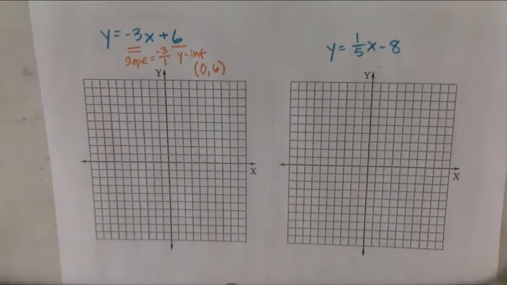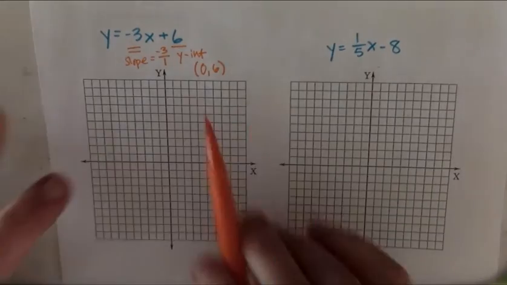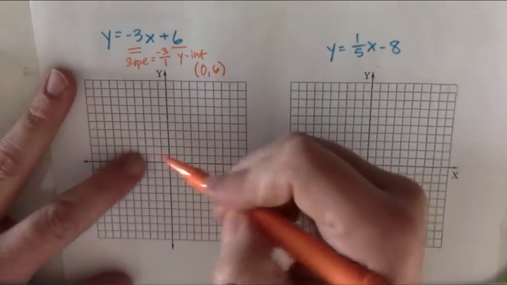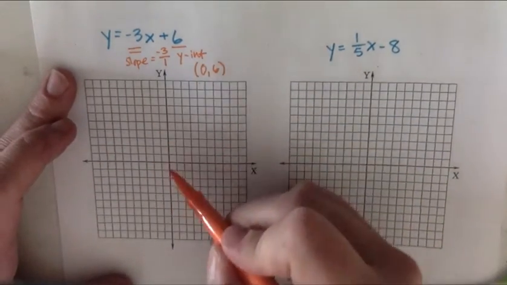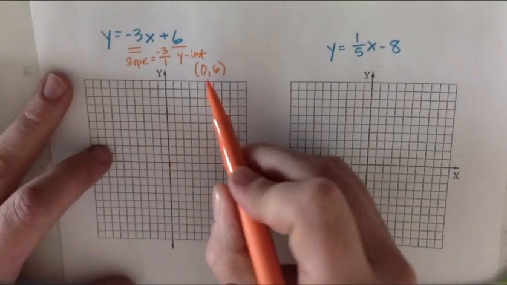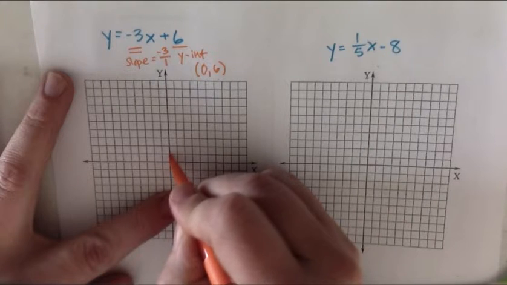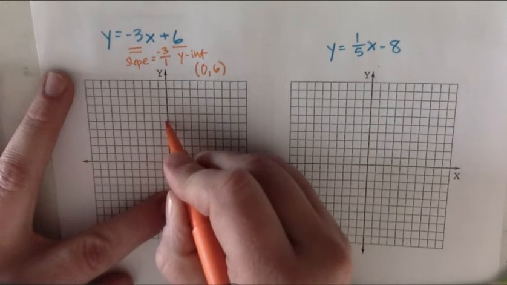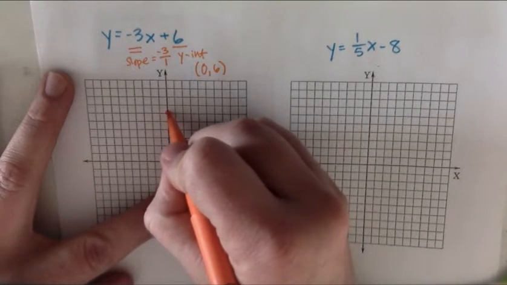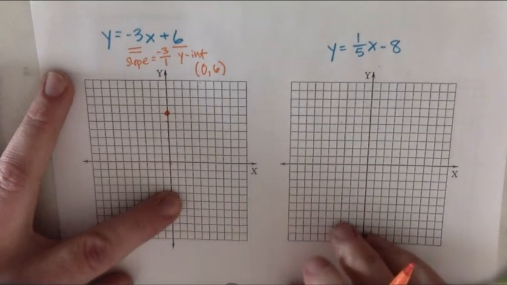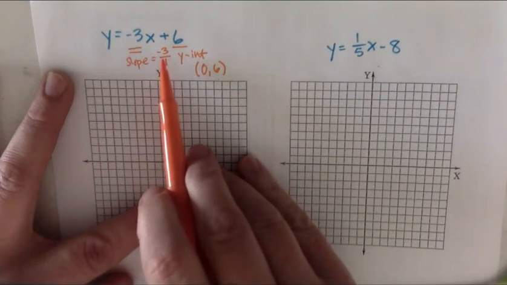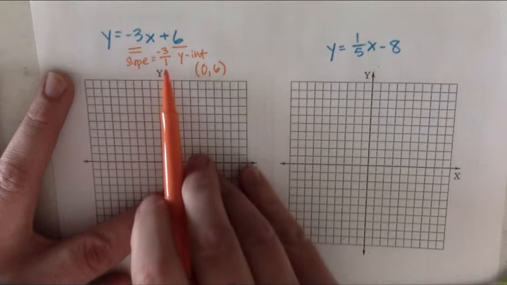And so now we can use this information to graph our line. (0, 6), we'd find this on our graph. We're not going anywhere on the x-axis with this 0, but we're going to go up 6 on the y. 1, 2, 3, 4, 5, 6, and graph that. Then we're going to show our slope of negative 3 over 1.